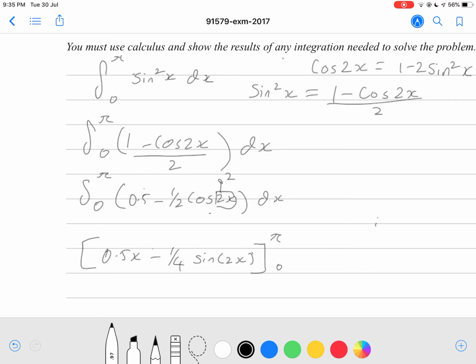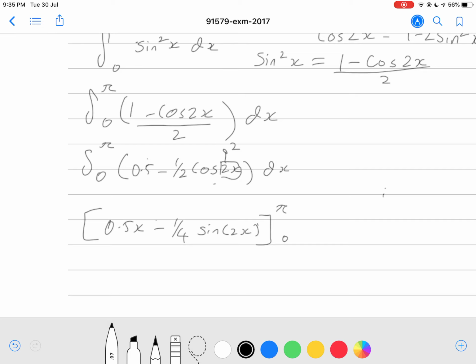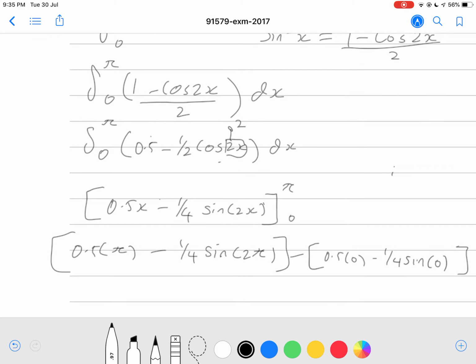And that will be your integral, between pi and 0. So now you need to substitute pi into your formula, minus 0 substituted into your formula. So 0.5 times pi minus 1/4 sine of 2 pi, and we're going to minus, putting this into brackets, 0.5 times 0 minus 1/4 of sine 0. Now we simplify this, so that just becomes 0.5 pi minus 0.25 sine of 2 pi.